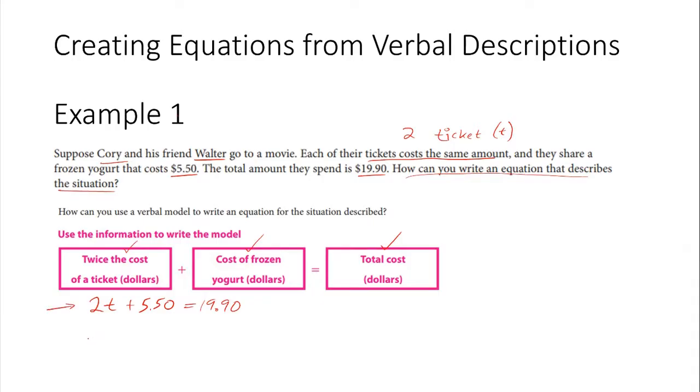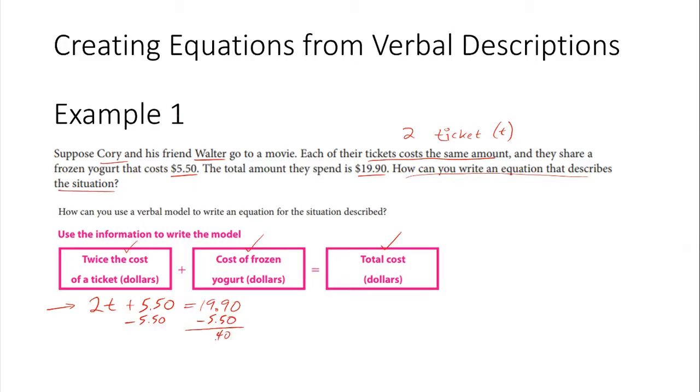Now, the reason we do that in real life is because maybe we have to figure out how much the tickets cost, Corey and Walter, because maybe you wanted to buy a ticket and you're just trying to figure out how much those tickets are. So this is where you use properties of equality. How do you get rid of a plus $5.50? This is the solving part of it. And just remember, what you do to one side, you do to the other.